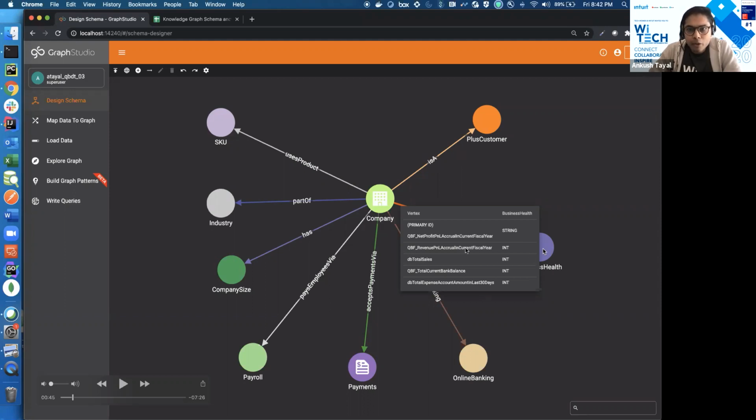A few more things about the company we can look at to put this knowledge into the graph. We can look at what the P&L was for the current financial year and for the last financial year, what the total expense and total sales were, and so on. Essentially, we understand what the company looks like.